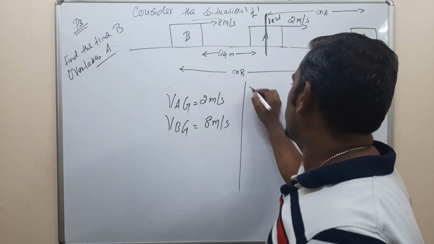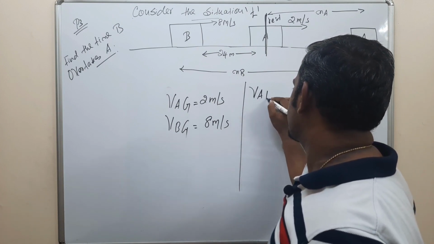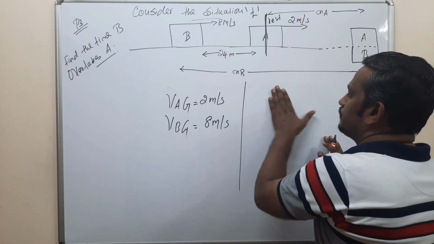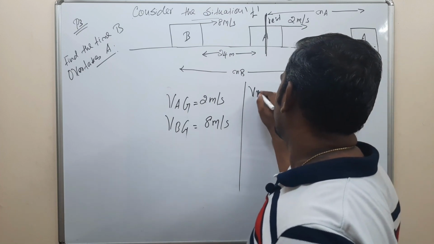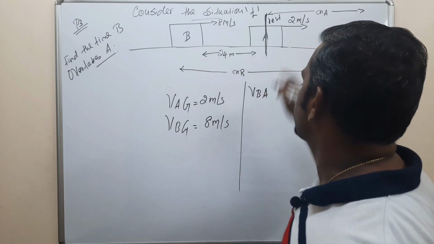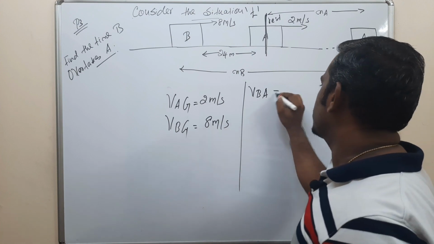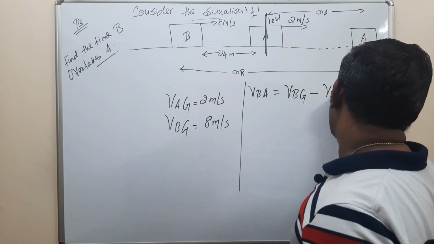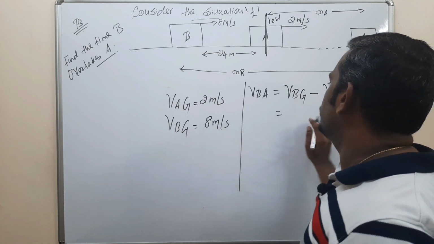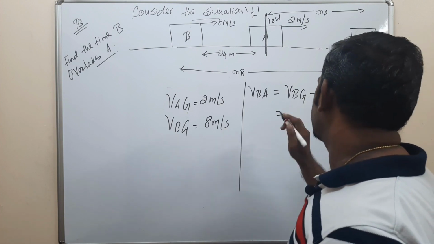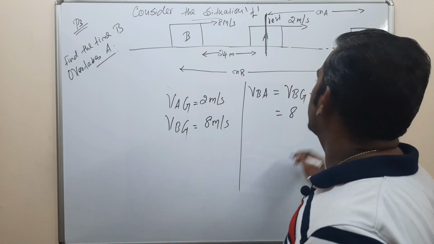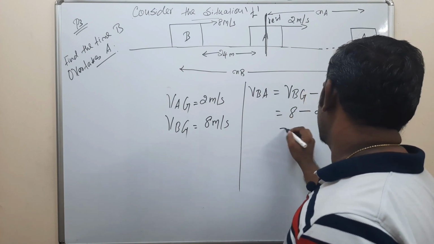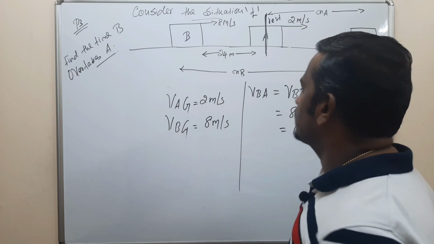So that is velocity of A with respect to B. Sorry, velocity of B with respect to A. So the observer is in car A. So VBA is equal to VBG minus VAG. VBG is 8, 8 minus VAG, that is 2. That's equal to 6 meter per second.